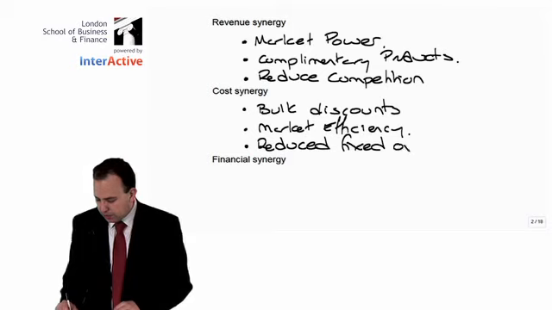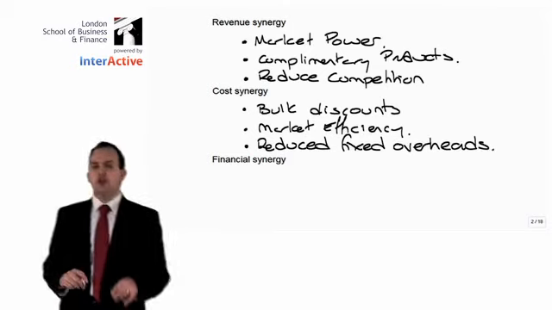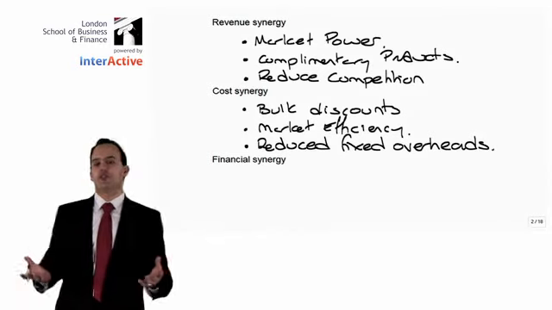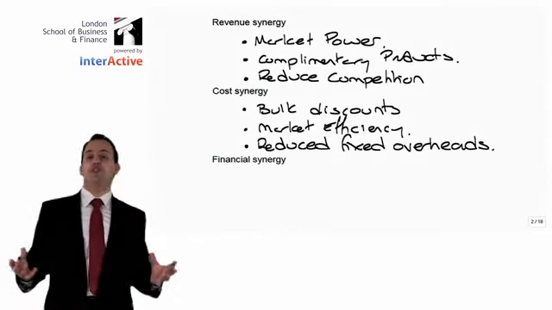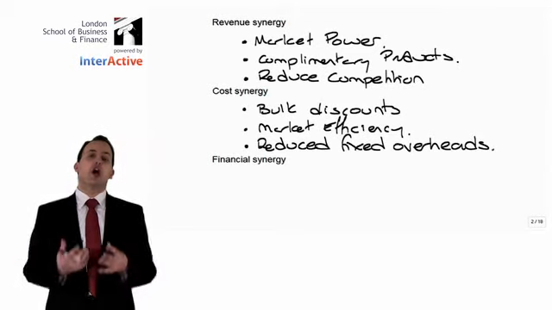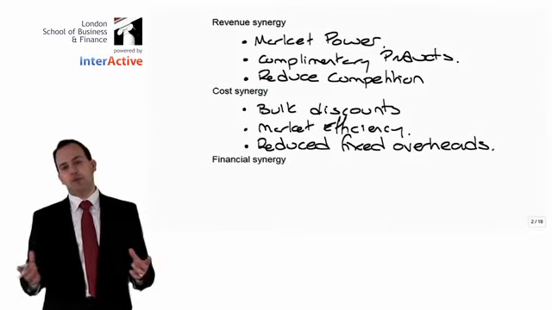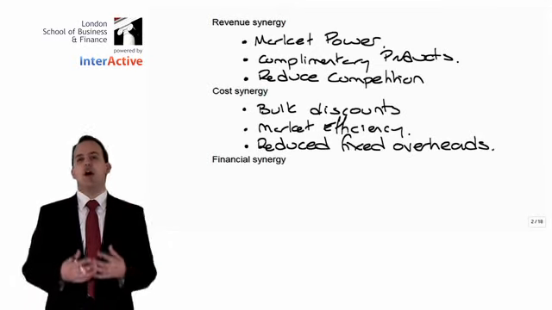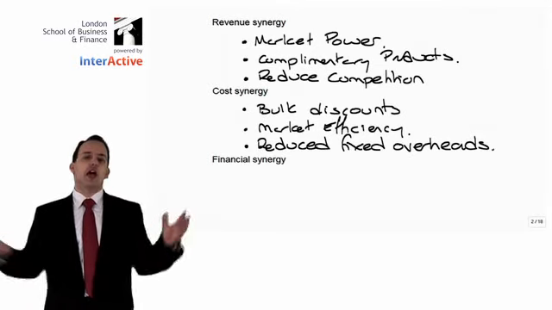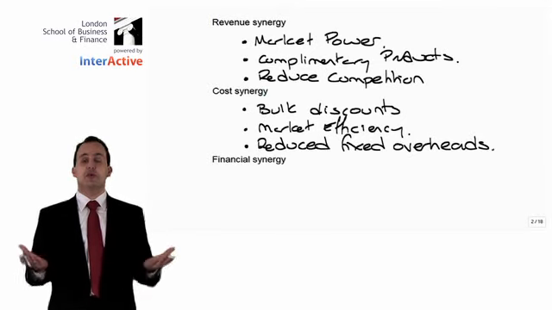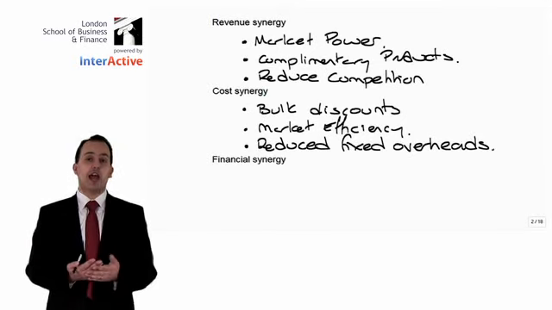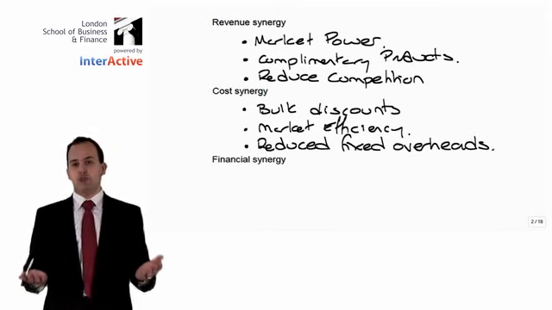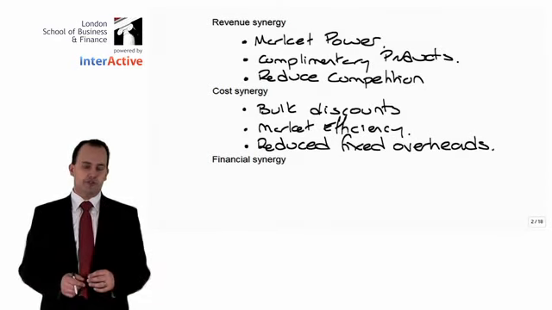And depending upon the business, you may also be able to benefit from reduced fixed overheads. Your head office function and your support functions arguably won't need to be as big. Both the companies will probably have a human resources department, an accountancy function, and when these two businesses come together, there will almost certainly be some sort of overlap which will allow you to shed some of those costs and therefore become more efficient.